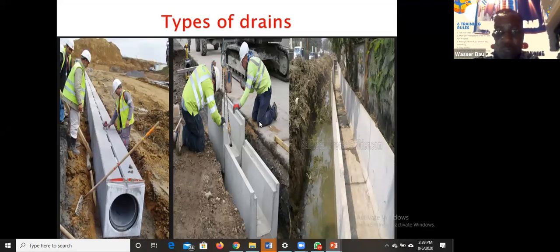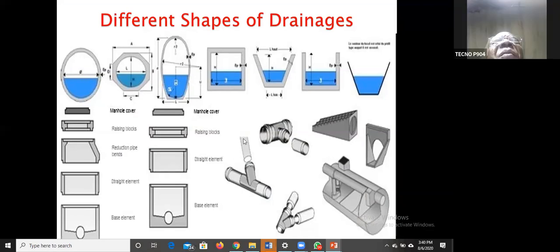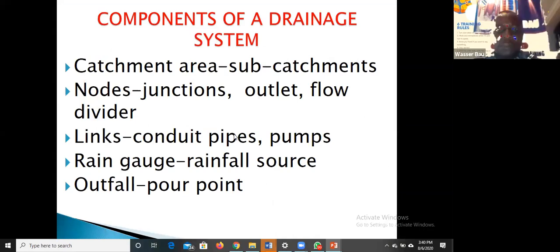And here you can see this is typically a stormwater channel, and it can come in different shapes. It can be rectangular, it can be trapezoidal, it can be hexagonal, it can be irregular, and different shapes. So we'll not talk more about this.